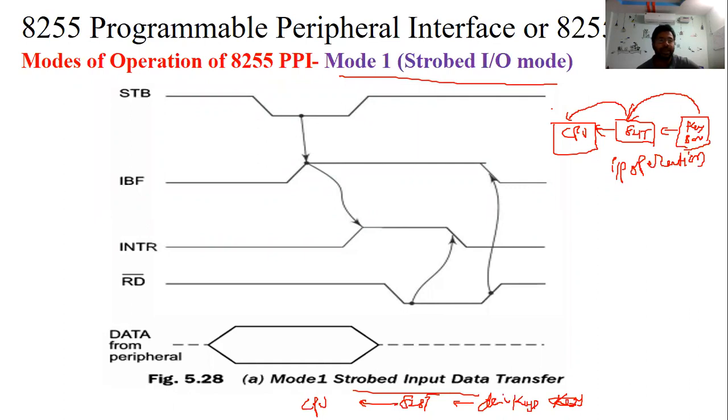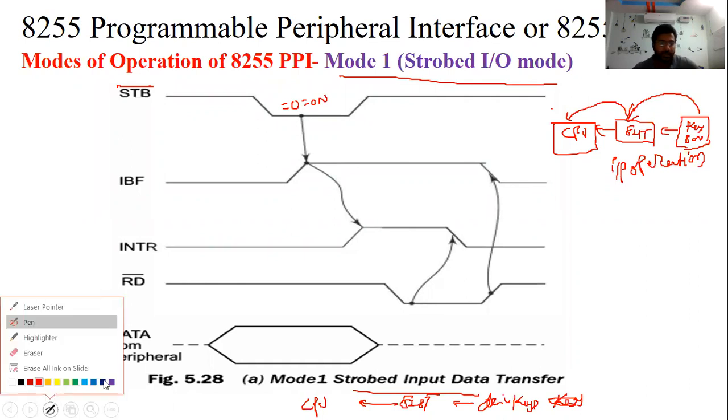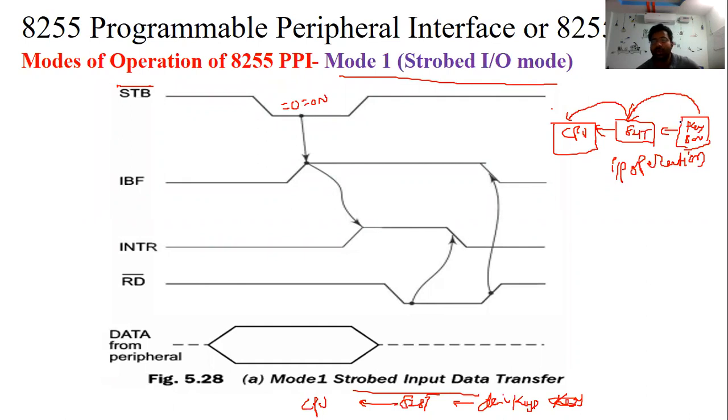Now see this STB bar. You can draw this STB bar. If it is equal to 0, it is nothing but on. So what is the meaning of that? Whatever data is in that keyboard is coming to the 8255 PPI. That may be a port here, port of the 8255 PPI.